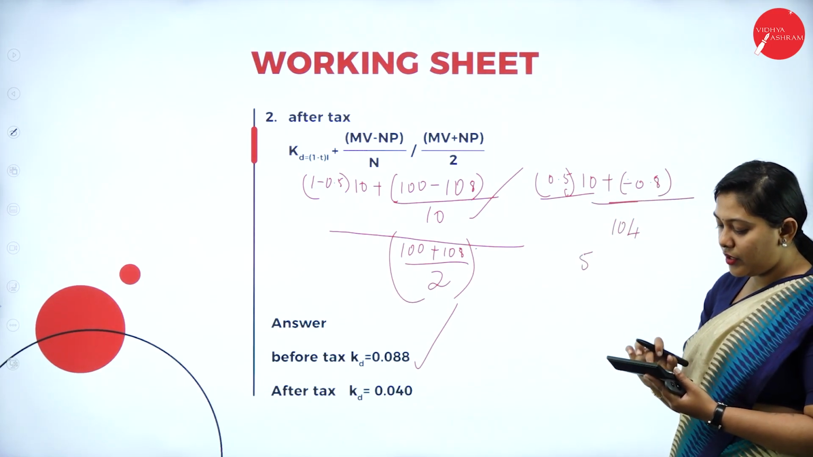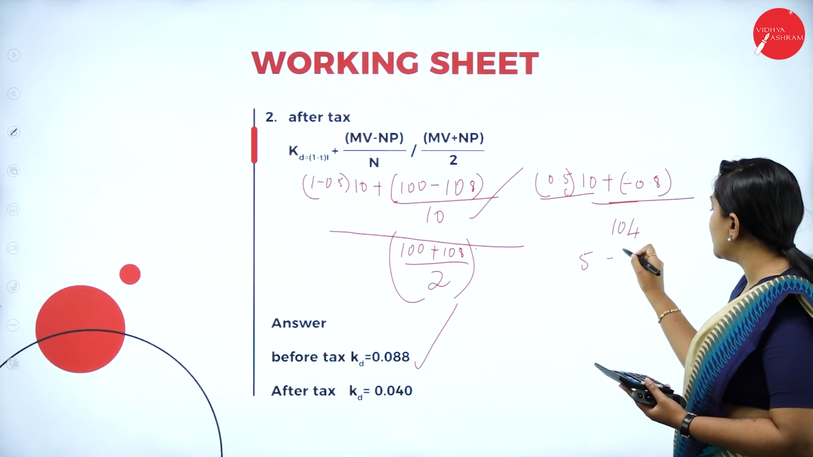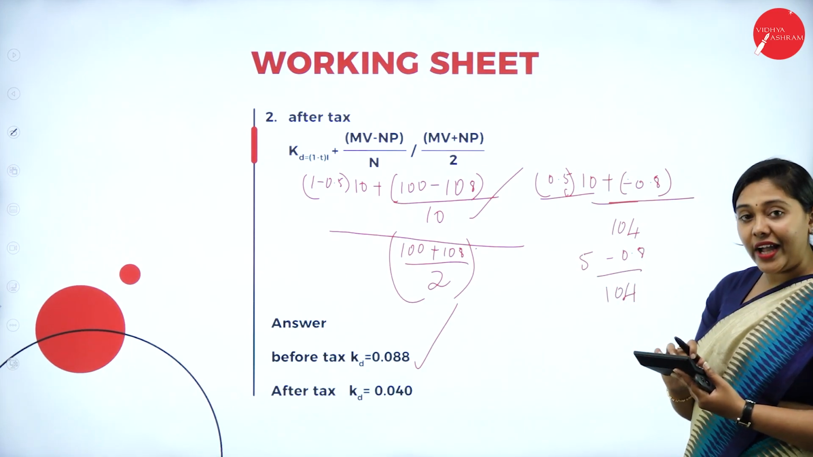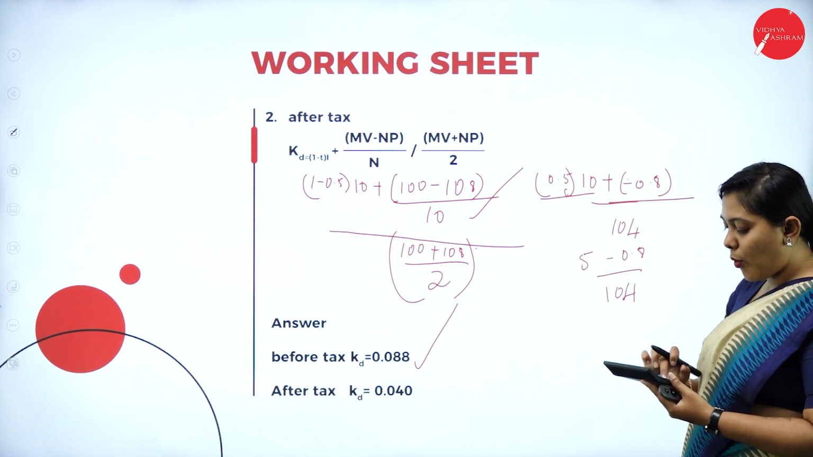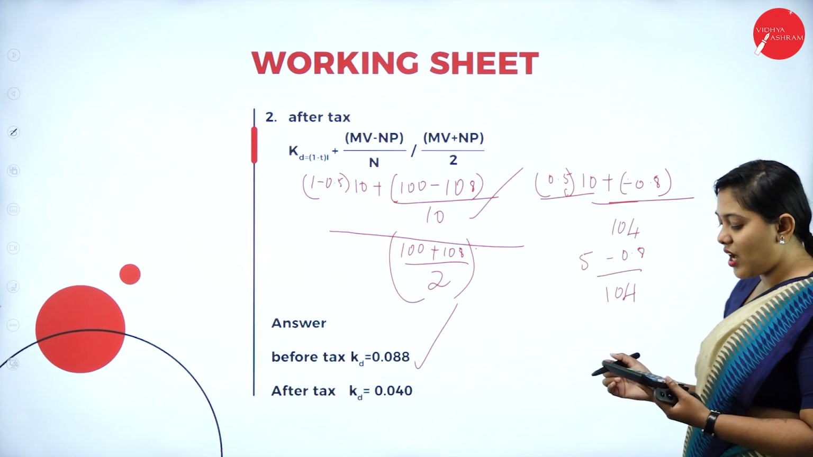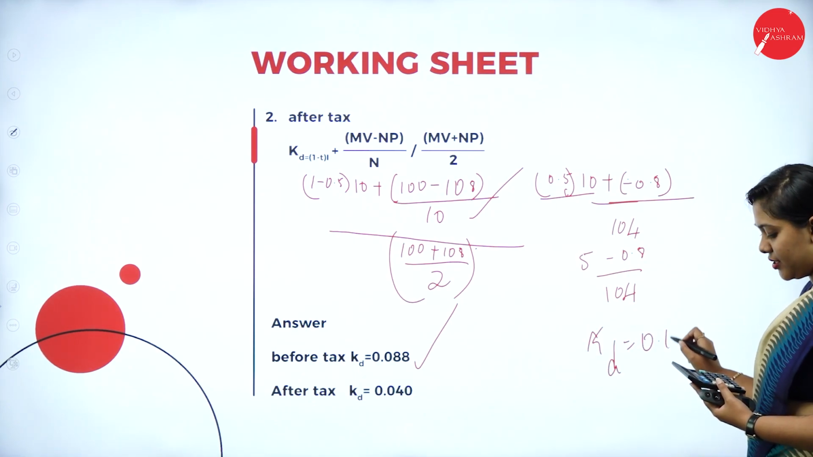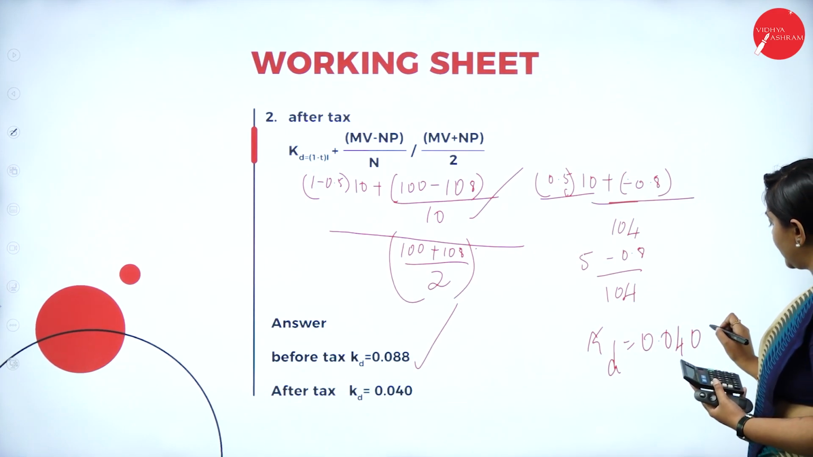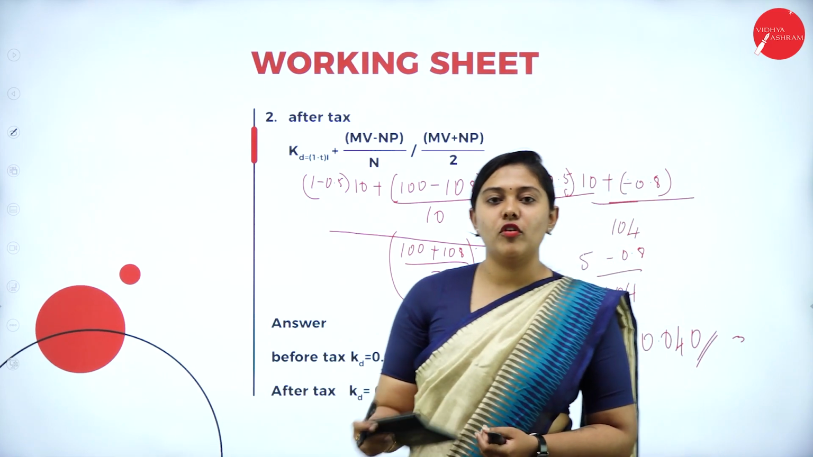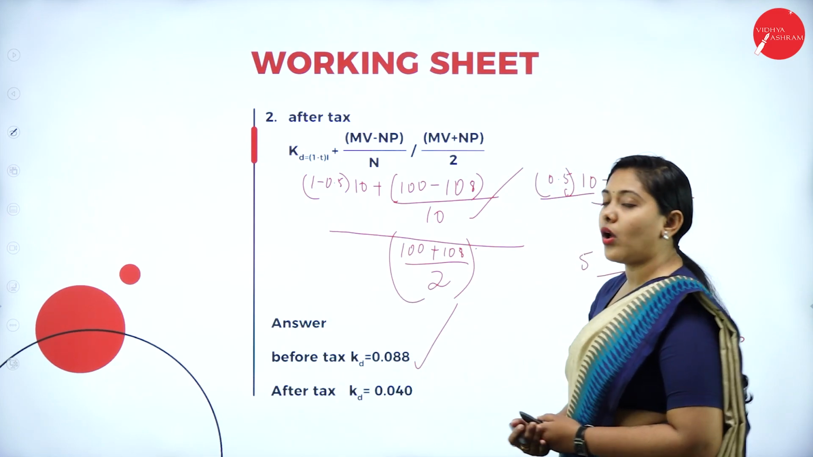0.5 into 10, it is 5. Plus into minus, minus 0.8 divided by 104. So 5 minus 0.8 divided by 104, the answer will be 0.04038. 0.040 will be the answer for your after tax redeemable debt. So this is how we solve the problem.